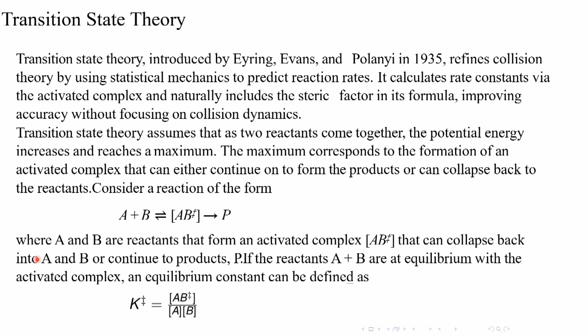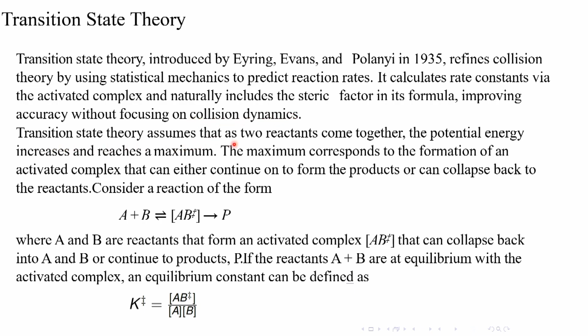Then we discuss transition state theory. Transition state theory, introduced by Eyring, Evans and Polanyi in 1935, refines collision theory by using statistical mechanics to predict reaction rate. It calculates the rate constant via the activated complex and naturally includes the steric factor in its formula, improving accuracy without focusing on collision dynamics.